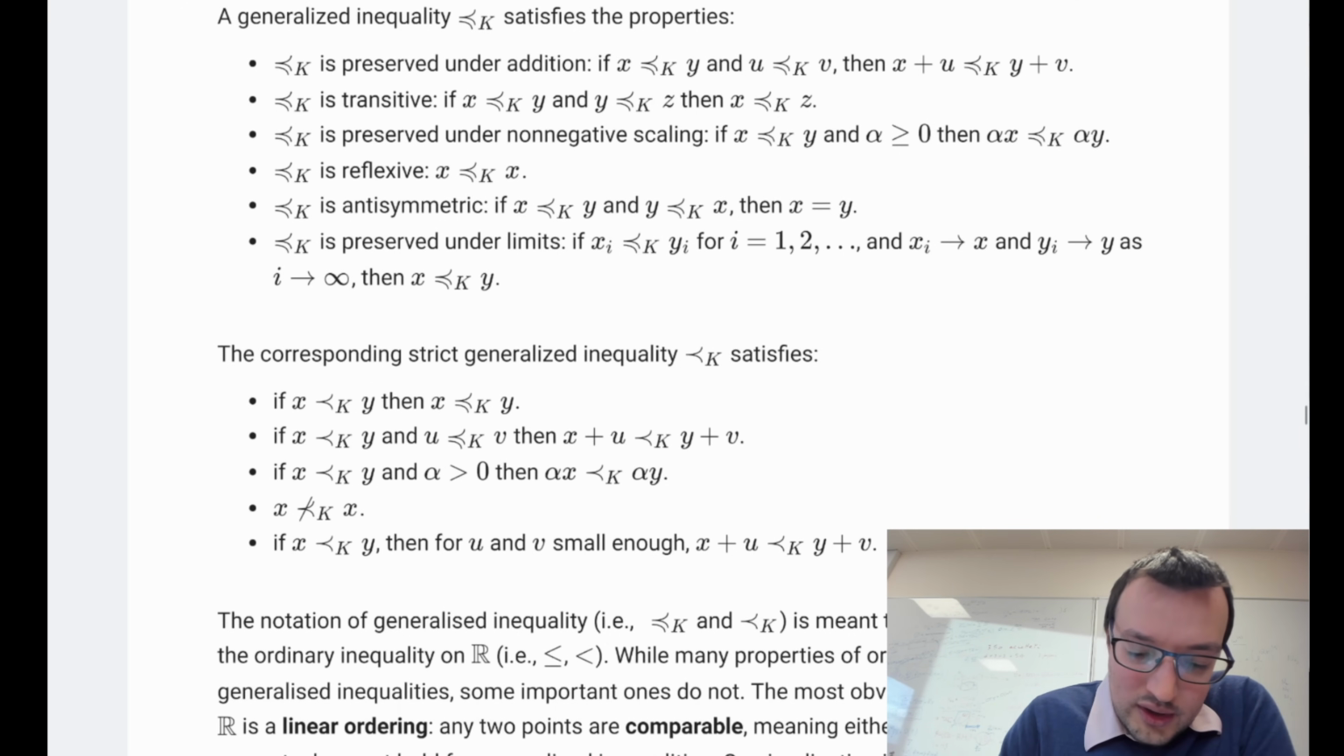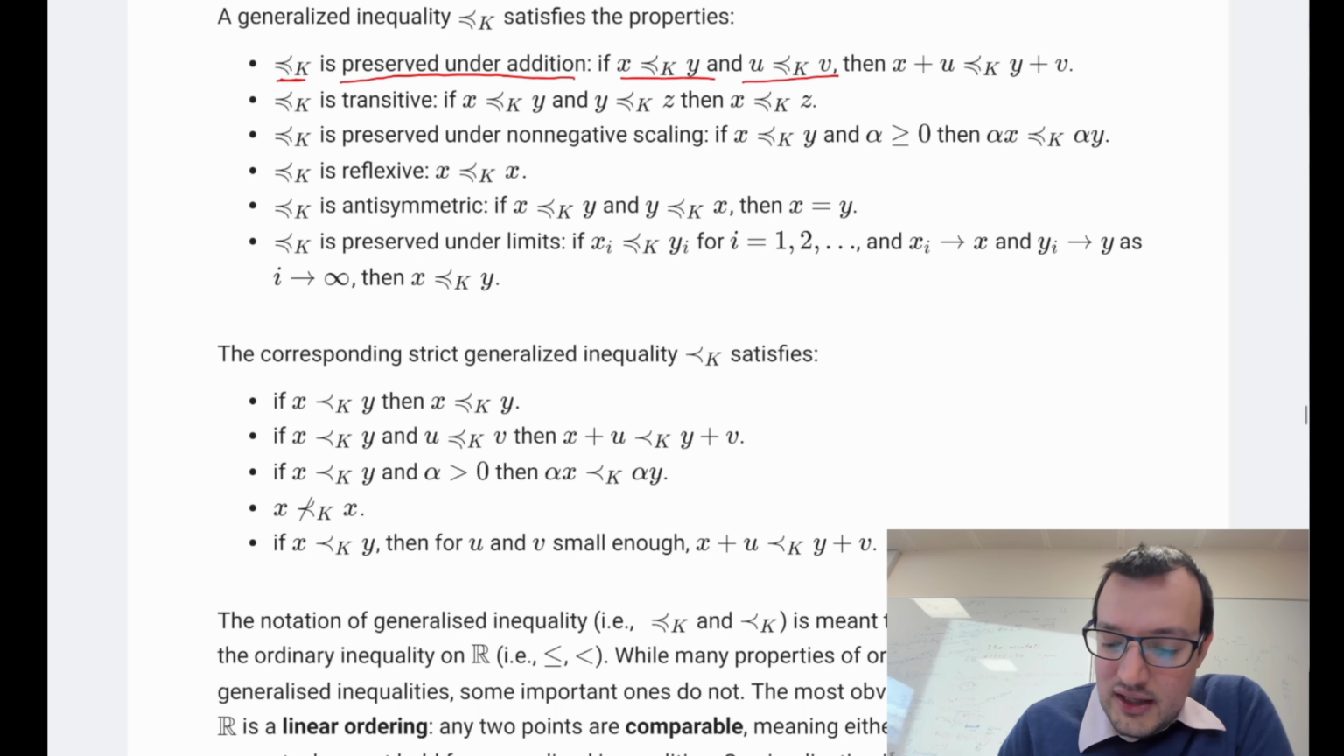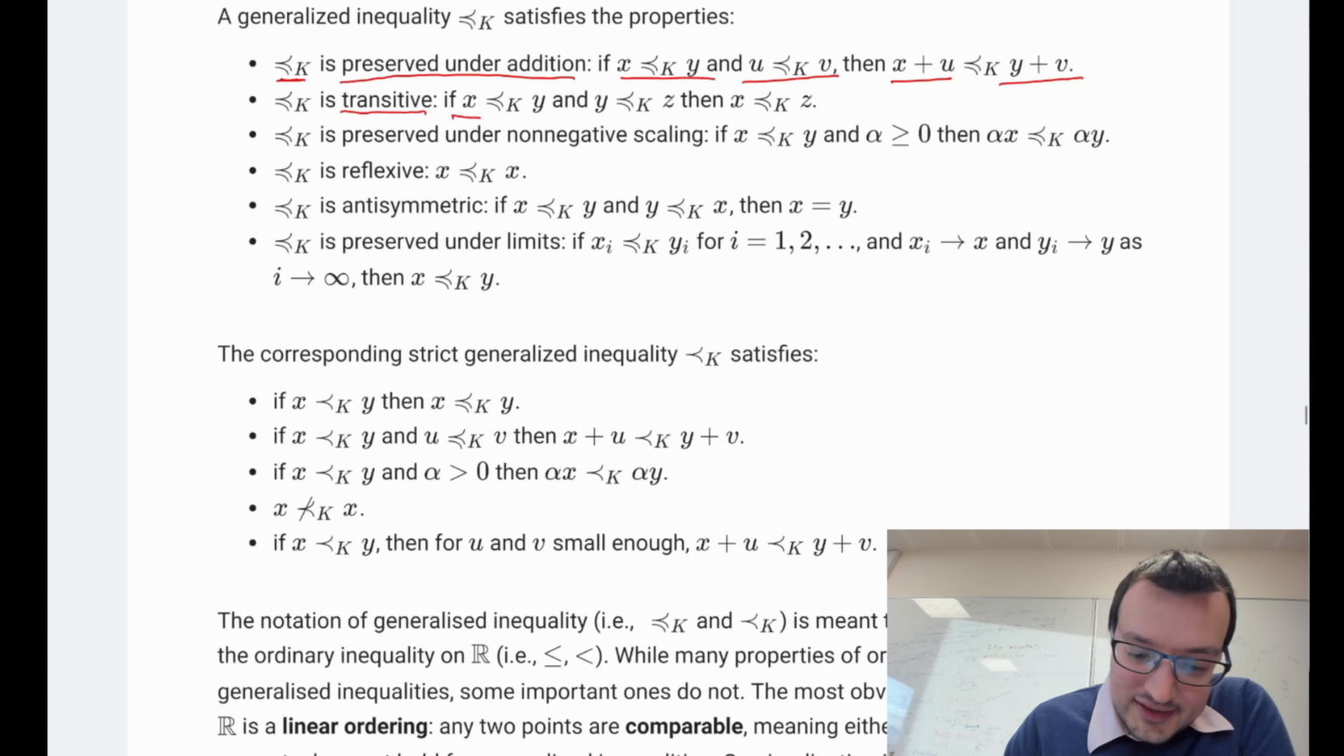The non-strict inequality is preserved under addition. So if we have that x is less than y and u is less than v, then x plus u is less than y plus v. The generalized inequality is transitive. So if x is less than y and y is less than z, then x is less than z.